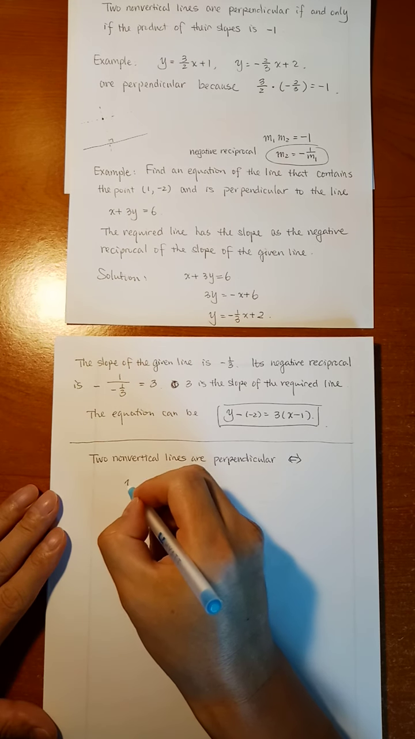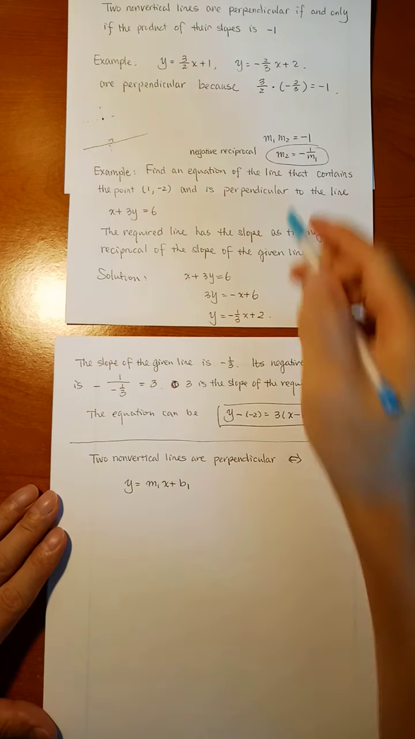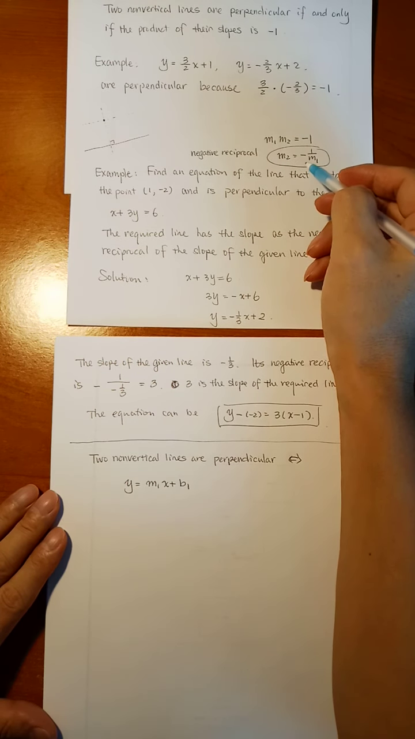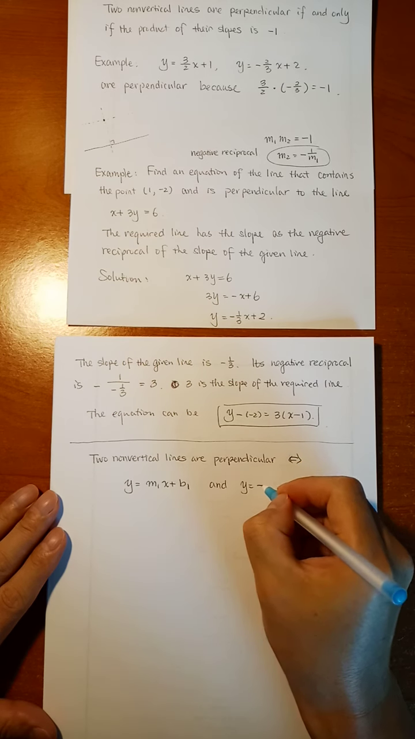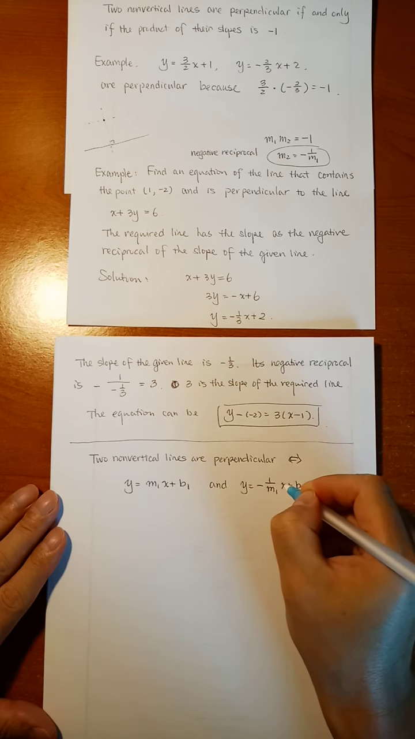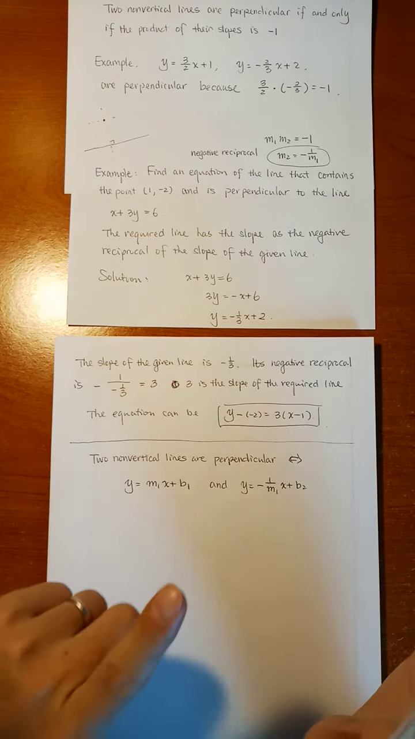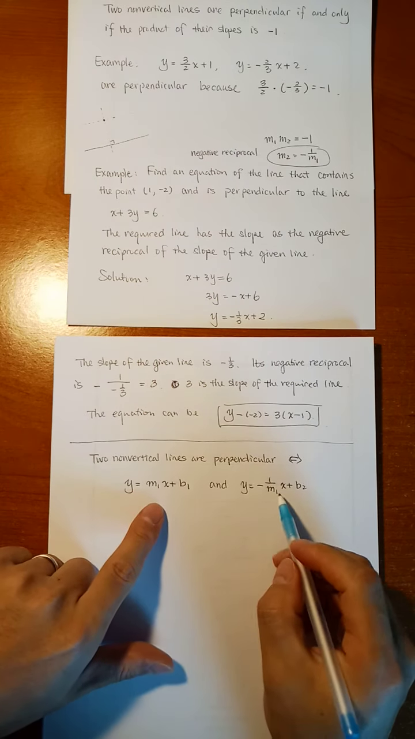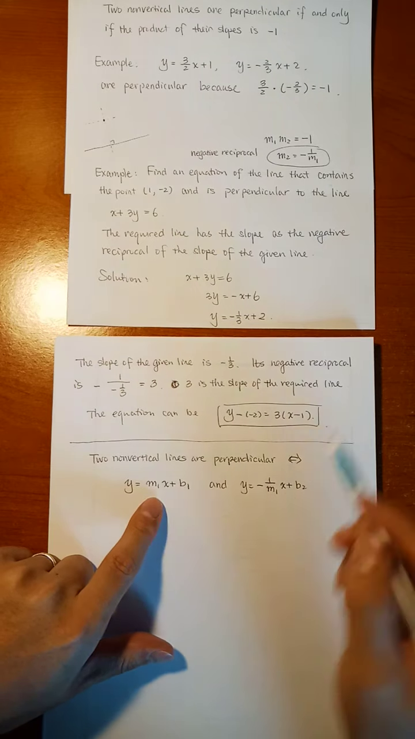So you have y equal to m1 x plus b1. For m2, we just directly write -1 over m1, so y equals -1 over m1 x plus b2. I don't care what b1, b2 are. They may or may not be equal to each other. I just care about the slopes, because the product of slopes is -1.